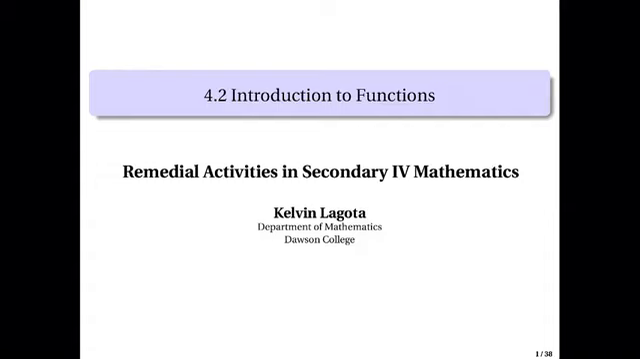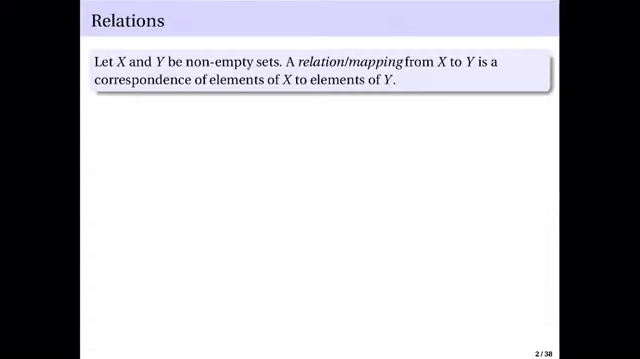Okay. So first, let us start with this definition. Let X and Y be non-empty sets. A relation or mapping from X to Y is a correspondence of elements of X to elements of Y.